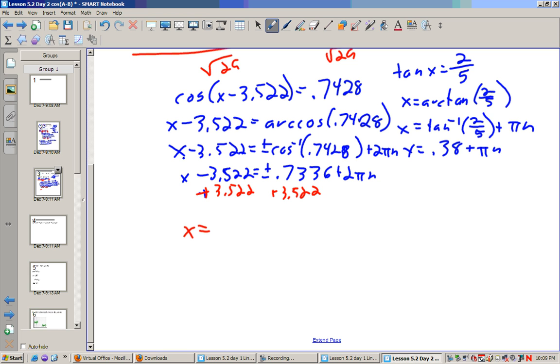X is equal to 0.733 plus 3.522, and that gives us 4.256, let's say, plus 2 pi n, and the other one is going to be negative 0.73358 plus 3.522, which is going to be 2.78. Let's say 2.789. Oh, 88. He's actually right. Plus 2 pi n.